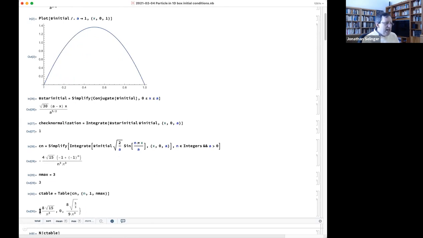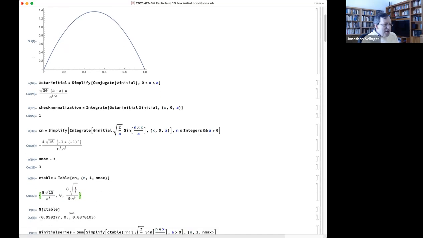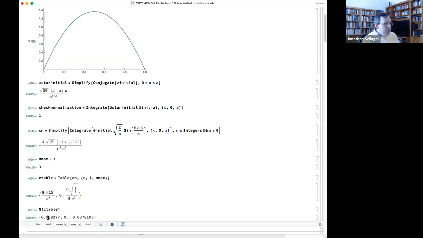Okay, so we get, here's a coefficient when n equals 1. Then it's 0 when n equals 2. Then it's non-zero again when n equals 3. If I write them numerically, that's this. You can see that the first coefficient is really big, right? The first coefficient is 0.999. And then the second coefficient, 0. The third coefficient is really small.